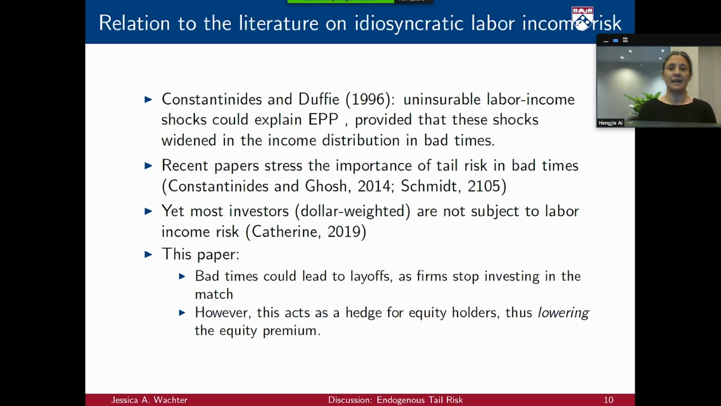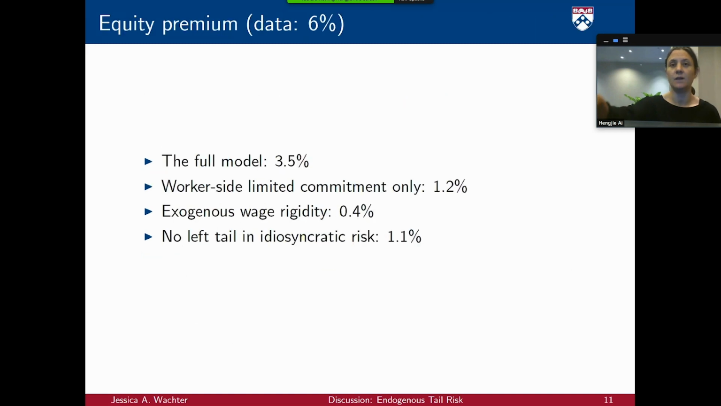Now that may actually be a good thing, because my colleague Sylvain Catherine shows that if you look at investors on a dollar-weighted basis, they're not really subject to labor income risk. By the way, this paper does have a mechanism to generate counter-cyclical labor income risk, basically worse labor income risk in bad times. And that's nice, that they can match that in the data. But that alone, and Henry talked about this, does not help with the equity premium. It's not that workers are afraid of equity doing badly in bad times for their labor income. That's not what's going on.